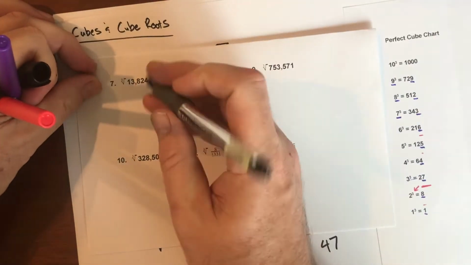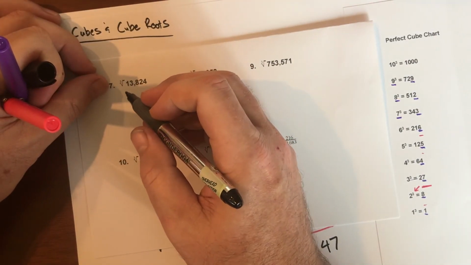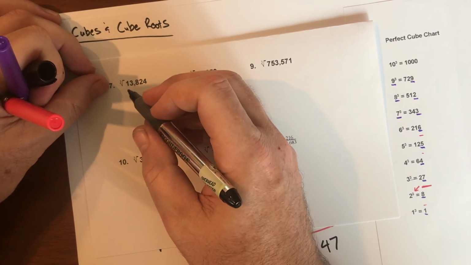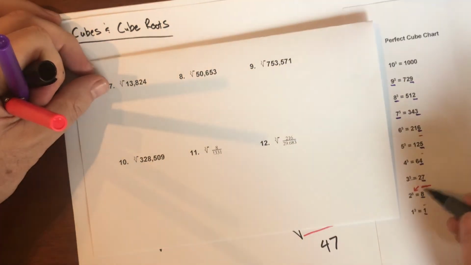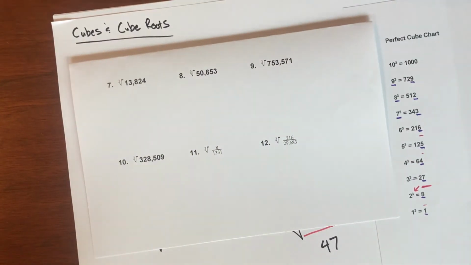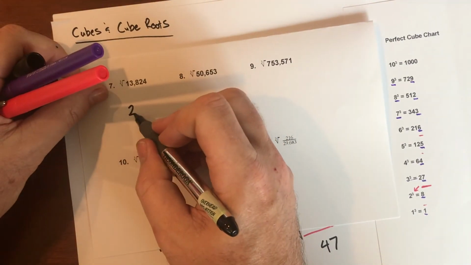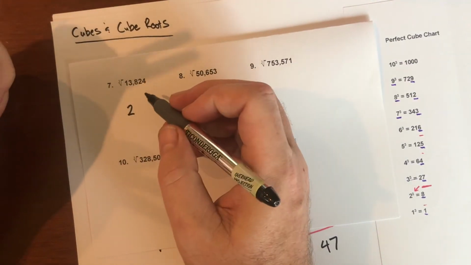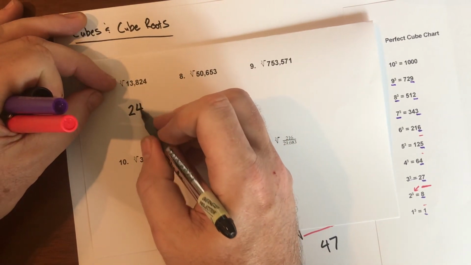Okay, now I'm up to 13,000. Well, I know that 2 cubed is 8, and 3 cubed is 27, so I'm in the 20s right here, right? 2 cubed is 8, 8,000, 27,000 is where the 30s start. So I'm in the 20s. It ends with a 4. 4's in that middle sandwich again, so this is 24, right?